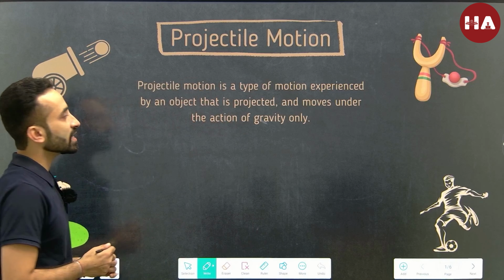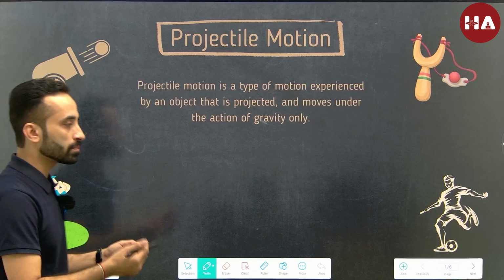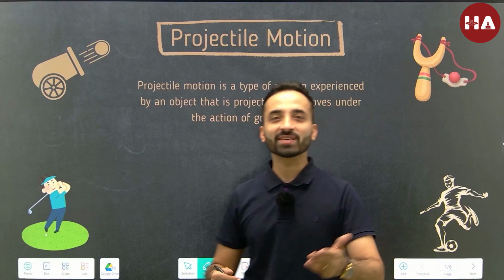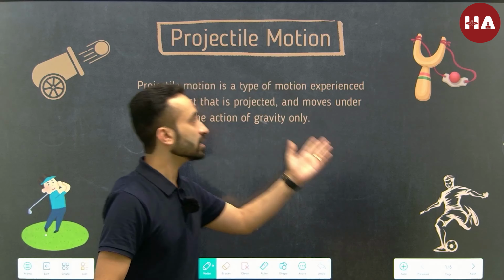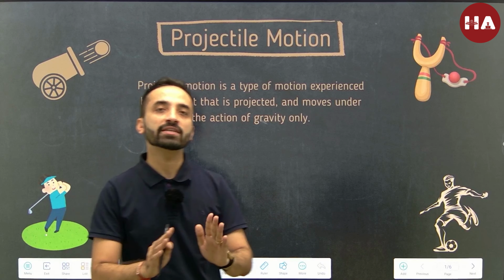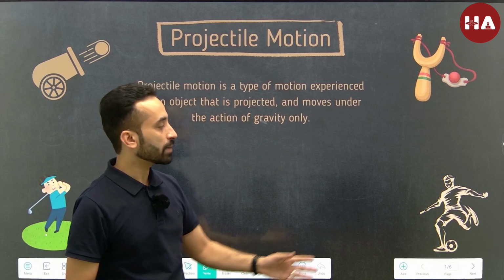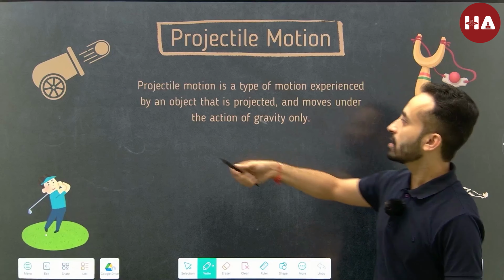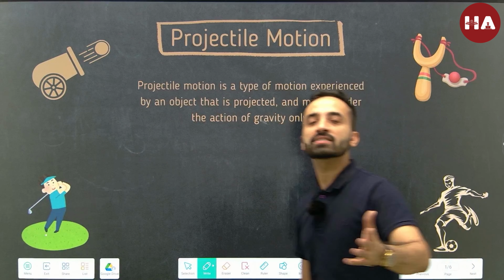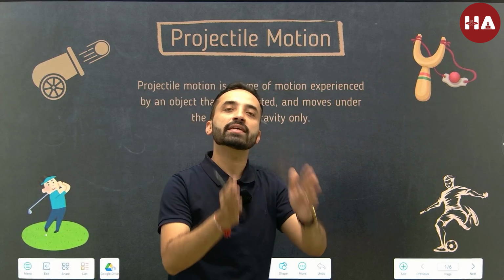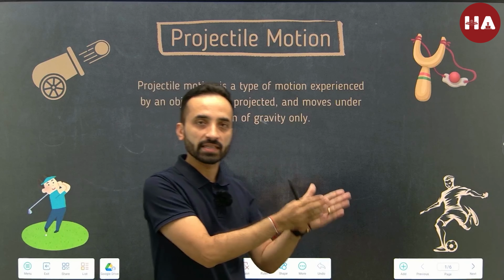Now, projectile motion, when I say that, you should first understand what is a projectile. A projectile is basically any body that is projected, but then it is moving under the influence of gravity alone. For example, a football that is kicked, a catapult, a cannon shot, all these are examples of projectile motion, because once they are projected, it is only gravity that is influencing them.